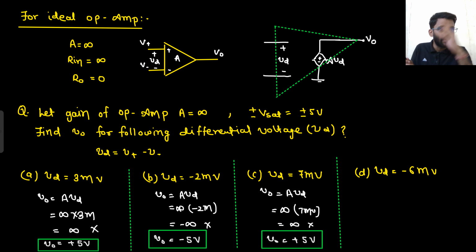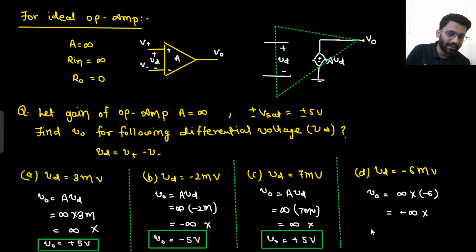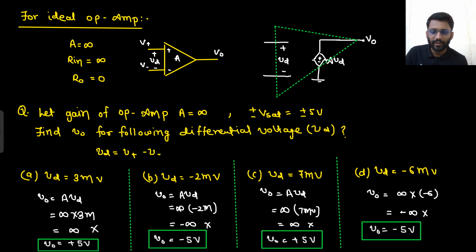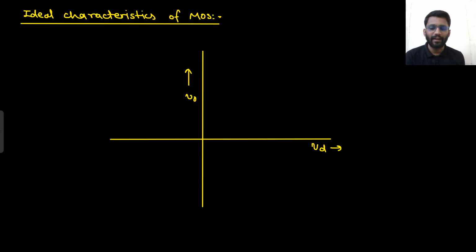If your Vd is greater than 0, that means infinity into something greater than 0, that will be infinity only. So output will be saturated at plus 5, because output cannot keep on increasing. The maximum voltage it can attain is plus 5 only, and the minimum it can attain is minus 5. That's it. What about this? What will be the output here? A into Vd, that means infinity into minus 6, that would be minus infinity only, but this is not correct. So your V0 will saturate at minus 5 volt, right? So what did you understand here? So how will the ideal characteristics look like?